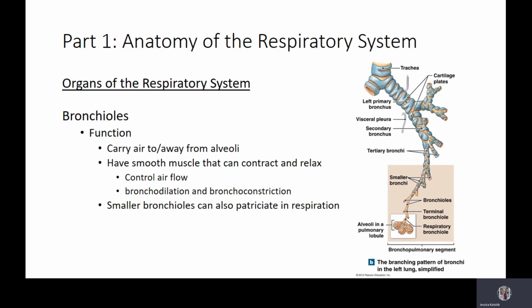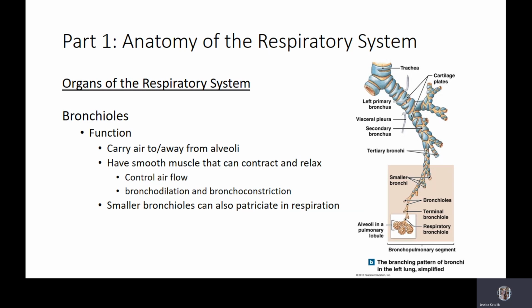But another function that they have is that they're going to be rich in smooth muscle. And so the bronchioles can actually regulate the amount of airflow through them. And so therefore they can regulate the amount of air entering and leaving the alveoli. So when the muscles contract, it'll cause bronchoconstriction and reduce the airflow to that particular area of the lungs. When the smooth muscles relax, it'll cause bronchodilation, and that bronchodilation is going to allow for increased airflow to that area.